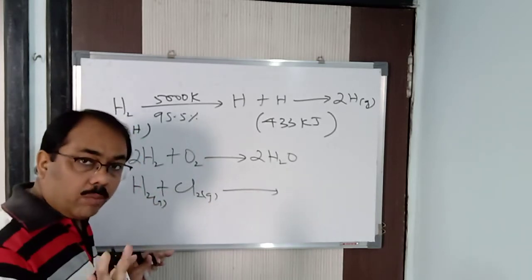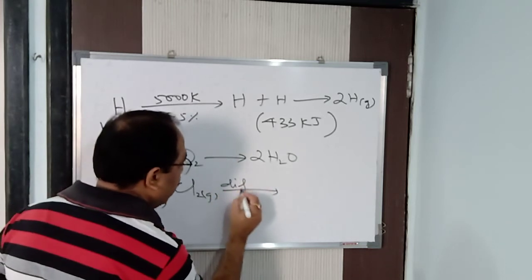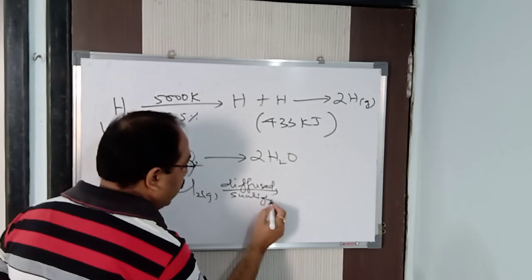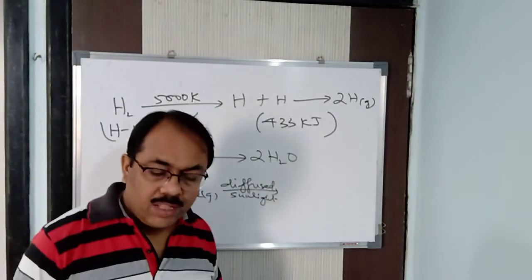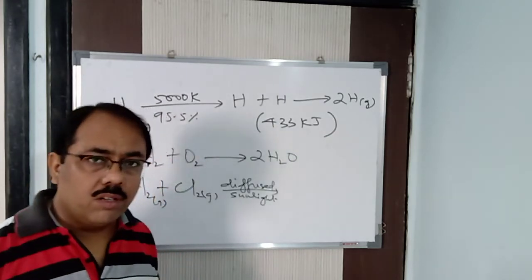No reaction is going to take place. Alright. If I take diffuse sunlight, what is that? Diffuse sunlight is the sunlight which is penetrating through doors and windows, coming into your room indirectly. That is called diffuse sunlight.